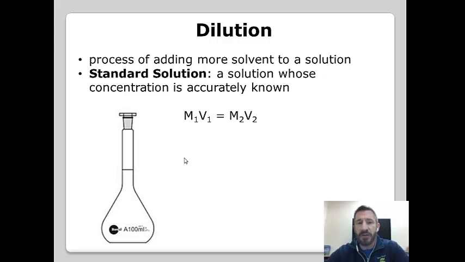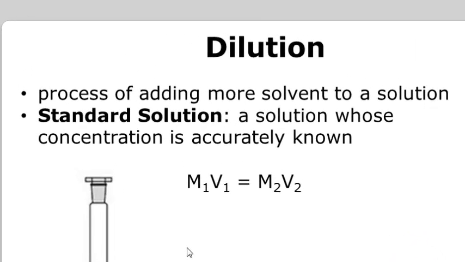And the last type of thing we want to look at today is how we do dilution problems. So the definition of a dilution is just adding a solvent to a solution to change the concentration. Now, often we'll start with a solution that's of a known concentration, and that's called a standard. So a standard is a solution whose concentration is accurately known. Now, to do these dilution calculations, we're going to use this formula right here. This is a formula, M1V1 equals M2V2.